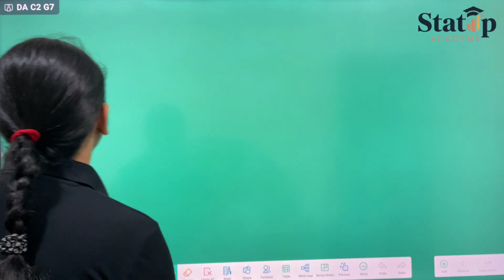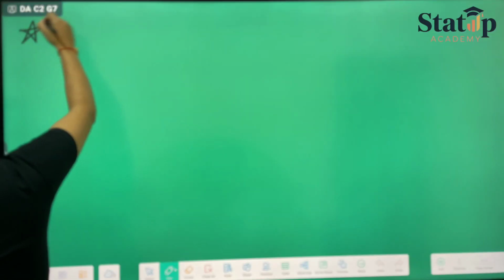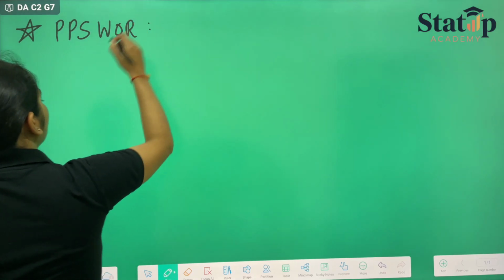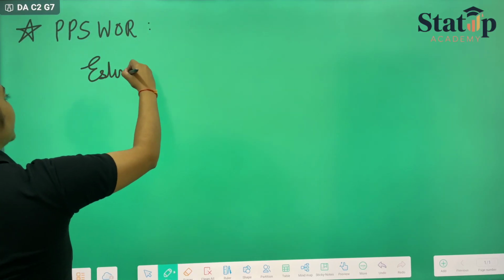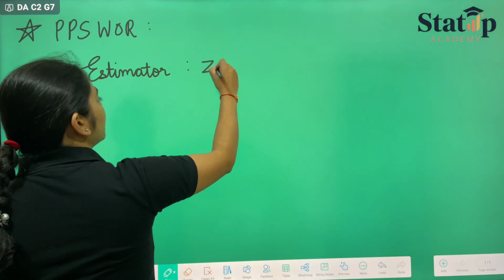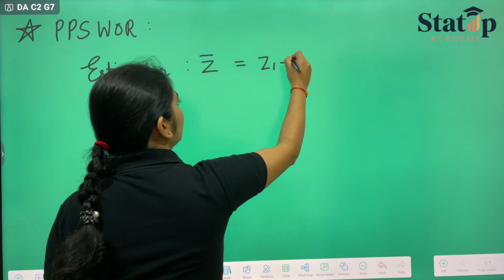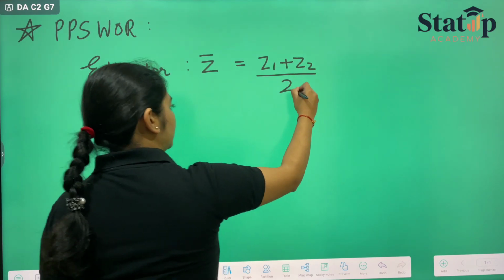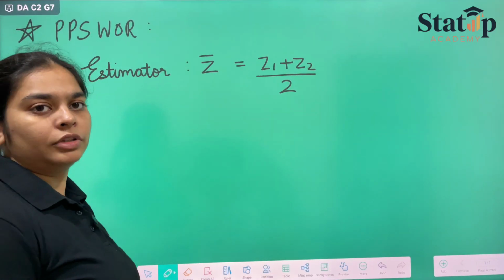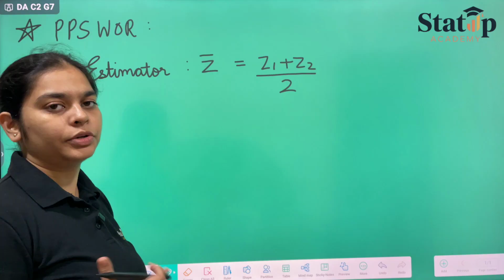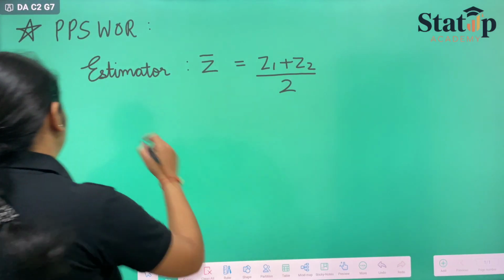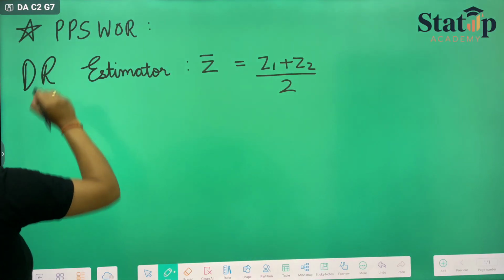So, beginning with the term PPSWOR. The estimator we defined in yesterday's class was z bar, which was nothing but (z1 plus z2) upon 2. We were discussing the Desraj estimator, in the case where we take two draws. So z1 is draw 1 and z2 is draw 2, and z bar is our Desraj estimator. We can write it as the Desraj estimator.